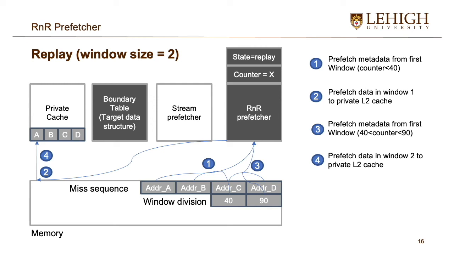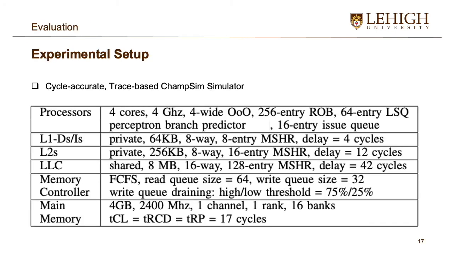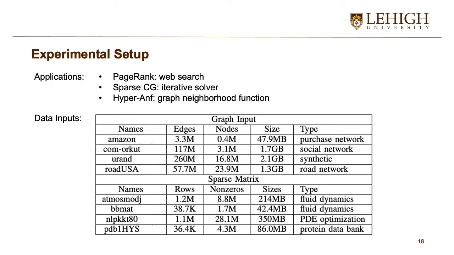For a detailed description of the record and replay iteration, please refer to our paper for more information. To evaluate the proposed RnR prefetcher, we use a cycle-accurate simulator to model a system with 4 out-of-order cores, and RnR is placed at each of the private L2 caches. We evaluate 3 iterative algorithms with 8 different real-world data inputs. The data inputs cover a wide range of sparsity and sizes.